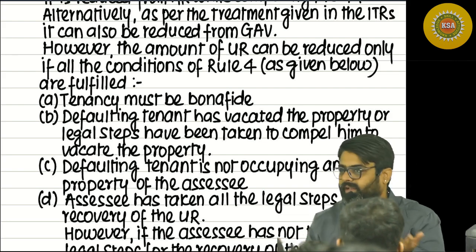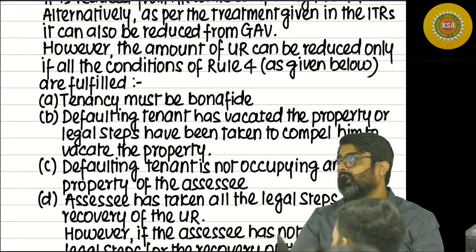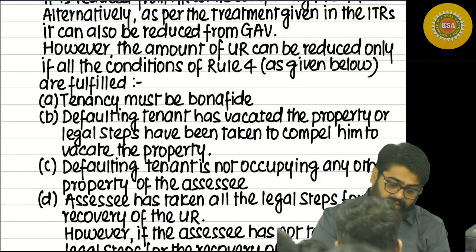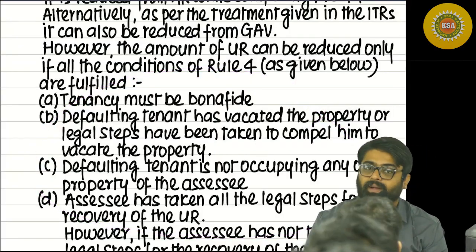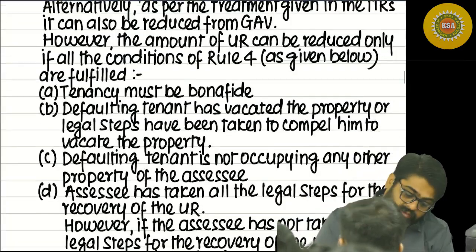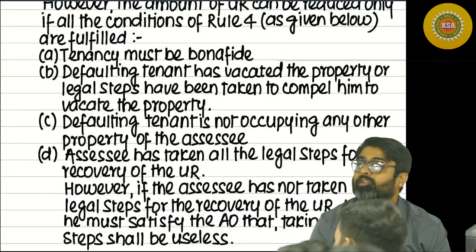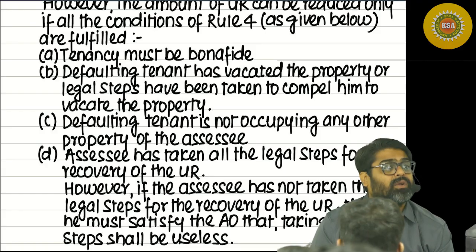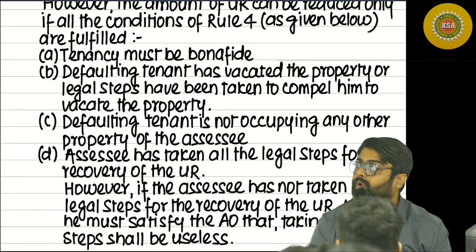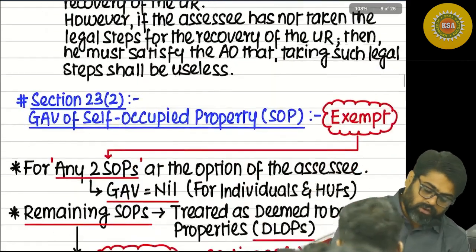Why this condition, why this condition? This is just a theoretical part. In the examination, they will tell you whether the conditions of Rule 4 are satisfied or not. If in the exam they are giving that these conditions are satisfied, only then adjust the unrealized rent while calculating your GAV. If they are saying that these 4 conditions are not satisfied, then no need to adjust the unrealized rent. You will write a note: since the conditions of Rule 4 are not satisfied, hence we have not adjusted the unrealized rent. Getting my point, everyone? So this was your unrealized rent.